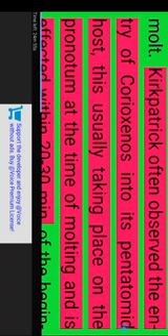Kirkpatrick often observed the entry of Coreoxenos into its pentatomid host, this usually taking place on the pronotum at the time of molting and is effected within 20 to 30 minutes of the beginning of the molt. Although entry may occur at any host molt, it is most successful at the first 3. Surprisingly, the newly hatched nymph is never attacked even though in physical condition it is much the same as at the time of following molts.